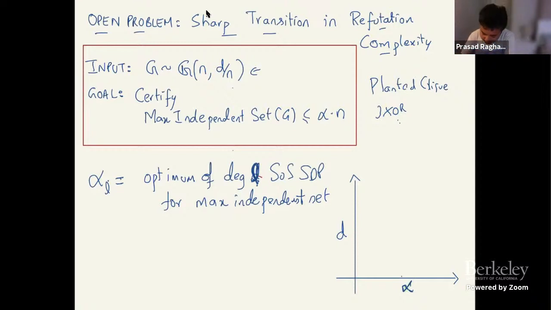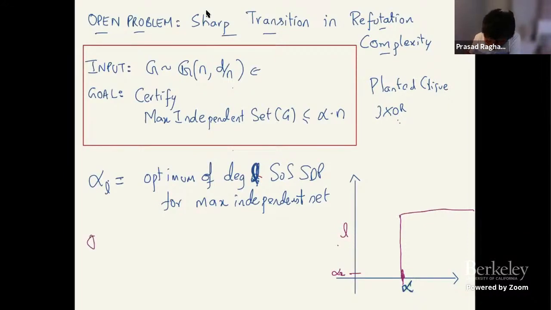Then you could plot how this upper bound that you certify improves as you increase L, the degree of the sum of squares. Basically, alpha 2 is already some value. And if you believe that there's a sharp transition, you expect that the value doesn't budge at all until you increase the degree of your sum of squares SDP to something super constant like log n.